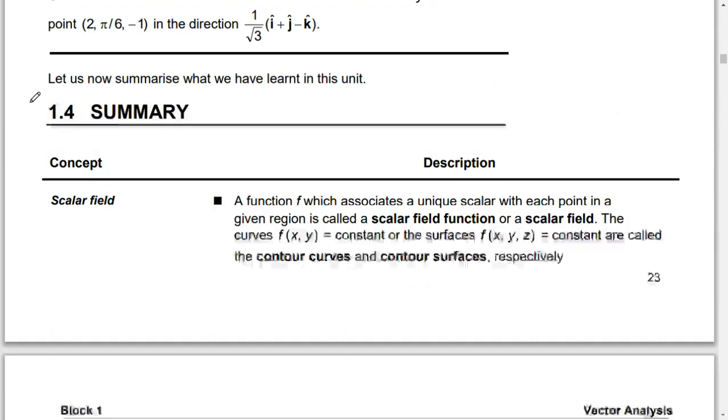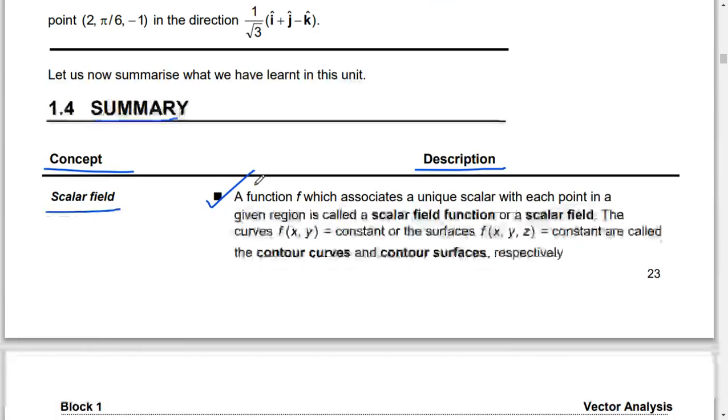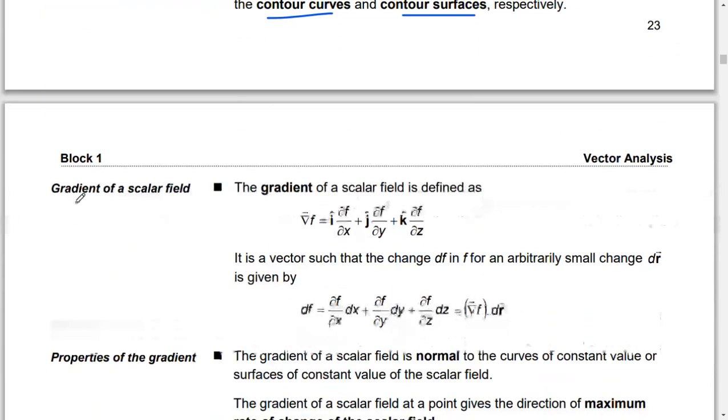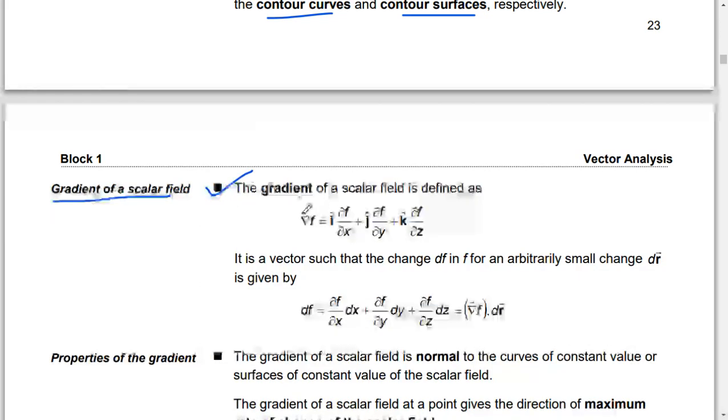Let us now summarize what we have learned in this unit. Summary. Scalar field: a function f which associates a unique scalar with each point in a given region is called a scalar field function or a scalar field. The curve f of x y equal to constant or the surface f of x y z equal to constant are called the contour curves and contour surfaces respectively. Gradient of a scalar field: the gradient of a scalar field is defined as del f equal to i cap df by dx plus j cap df by dy plus k cap df by dz.